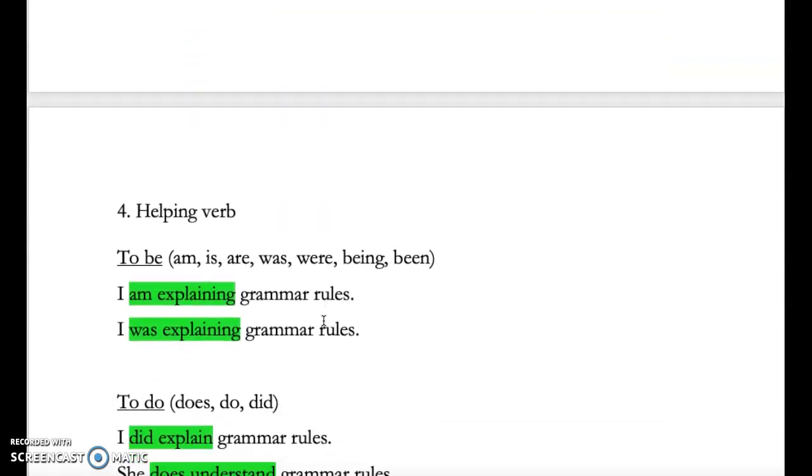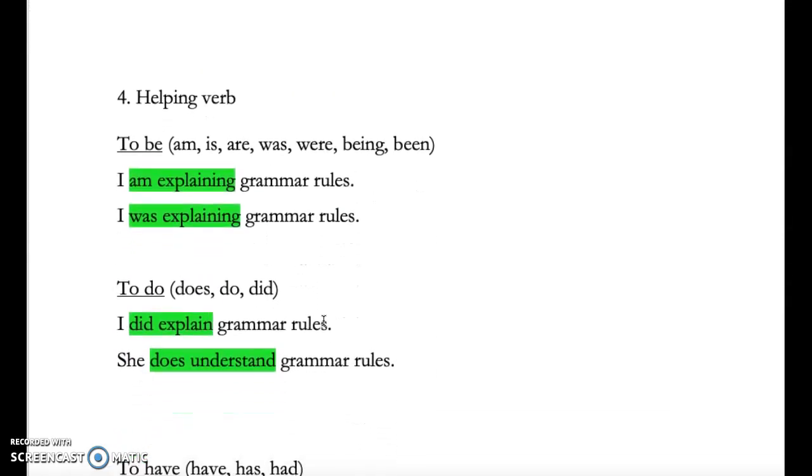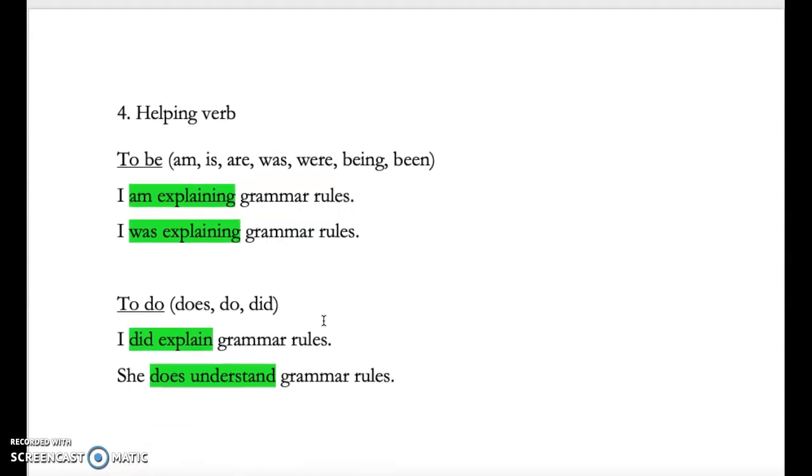The last kind of verb is the helping verb. A helping verb is the kind of verb that we use when we want to explain more about the conditions under which the verb is being done. So, for example, again, we have to be, and here's where you start seeing us attaching verbs to other verbs. I am explaining grammar rules. Am is my helping verb, and explaining tells you that it is literally happening right now. I am explaining grammar rules.